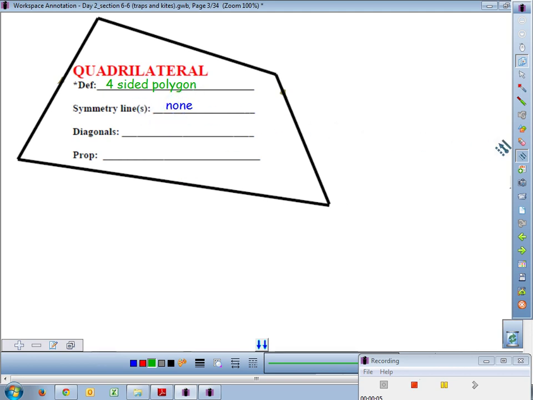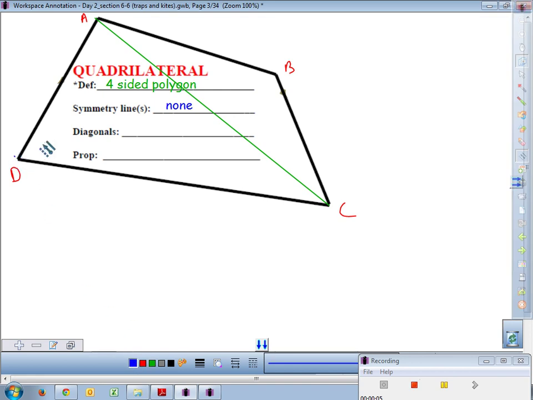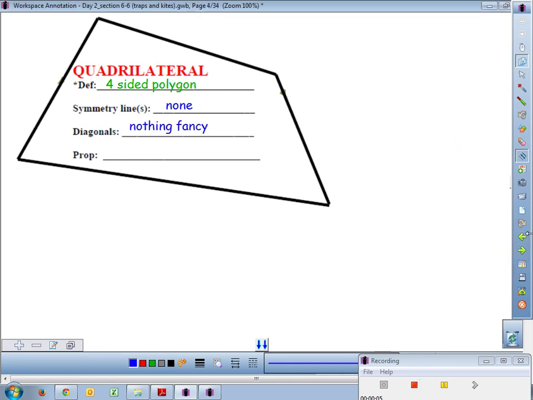When it comes to the diagonals, if I was to call these points A, B, C, and D, the diagonals are segments that connect two points that were not already connected. So like segment AC and segment DB are the diagonals. And I want to know if they are perpendicular to each other, which these are not. I want to know if they bisect each other, meaning cut each other into two equal pieces. These do not. And I want to know if they are equal to each other in length, and these are not.